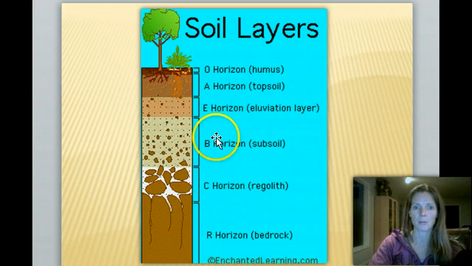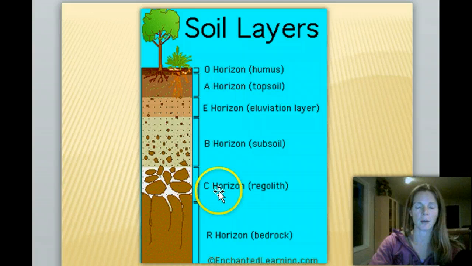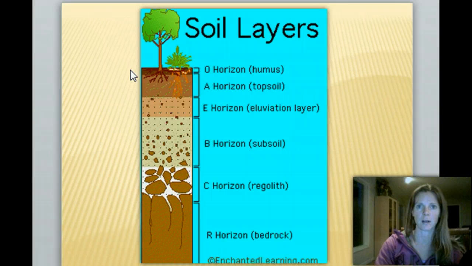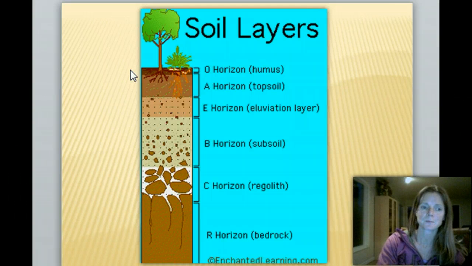This is a little bit more in depth, but you have the B, C, and R, which we did talk about. The subsoil, the regolith, which I'm not going to call it that in this class, but if you take a high school class, you'll hear that term a lot. And then at the bottom, the bedrock, or the parent material, which is mainly just rock. So those are the soil layers that you're going to find in the different soils that you see around your area and other areas as well.